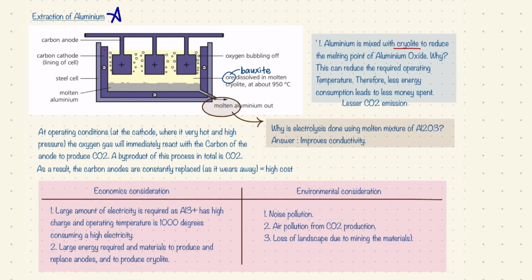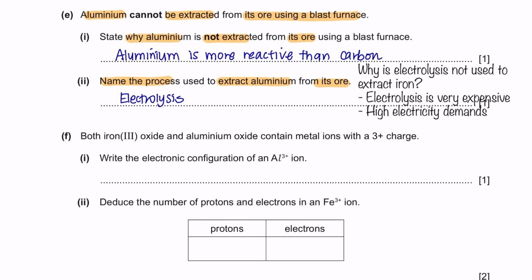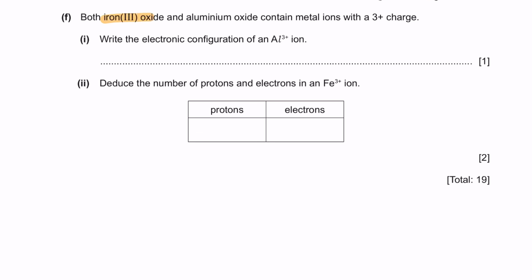To extract aluminium from its ore, we will use the method of electrolysis. If the question asks you why electrolysis cannot be used to extract iron, you can say that it's because electrolysis is a very expensive process and it requires a very high electricity. Next, part F. Both iron oxide and aluminium oxide contain metal ions with a positive 3 charge.